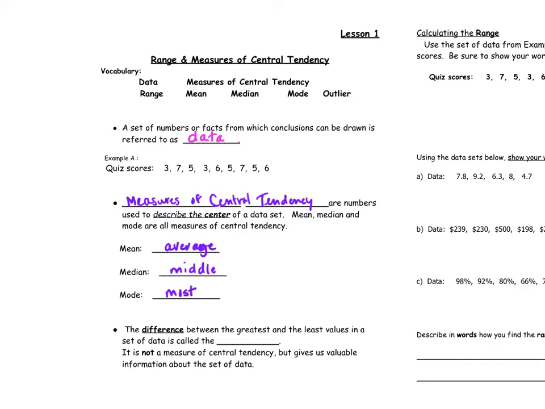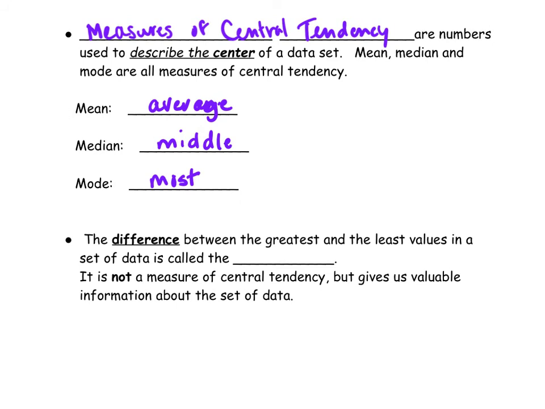Now let's look at the next spot. It says the difference between the greatest and the least values in the set of data is called the range. So let's fill that in. That's the range between the highest and lowest numbers. It goes on to say it is not a measure of central tendency, but gives us valuable information about the set of data. Range is often included because it tells us the spread between the highest number and the lowest number. It tells us whether the data is tightly aligned or whether there's a big spread.